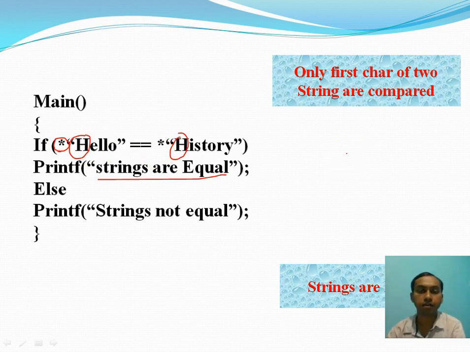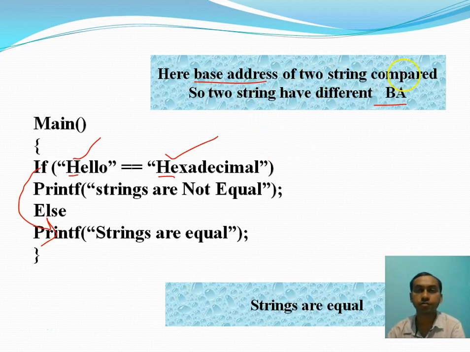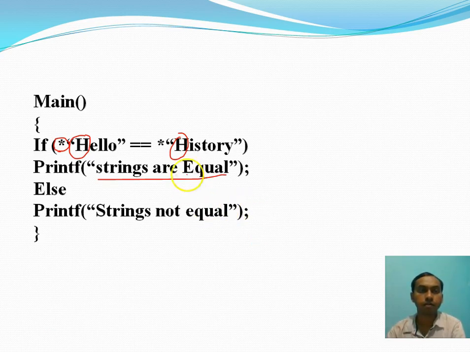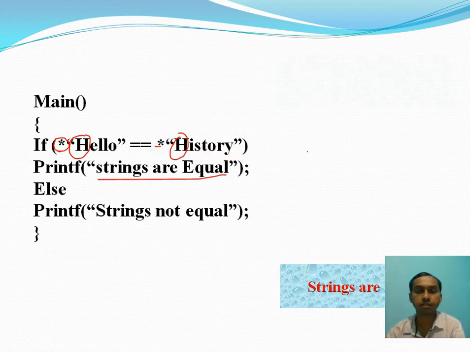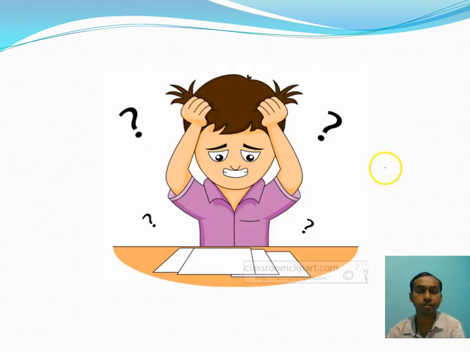Once again, see the previous program. Here the base addresses of the two strings are compared. Both strings have different base addresses, so it is false and it will go to the else part. But in this one, star means a pointer, so the content at the base address, the first character of the two strings, is compared. So it is true, it will go to the first part, and this will be printed.